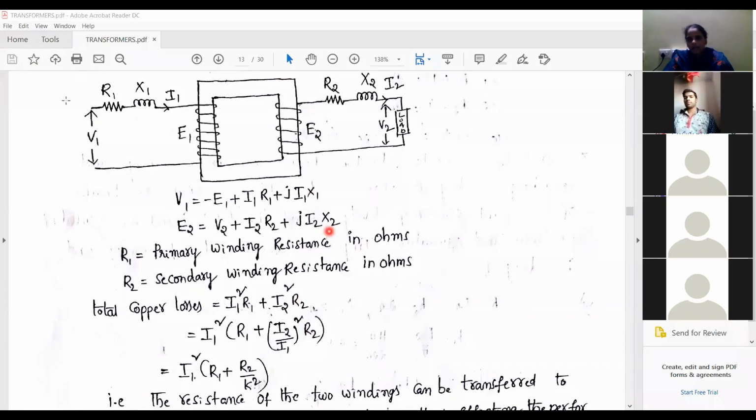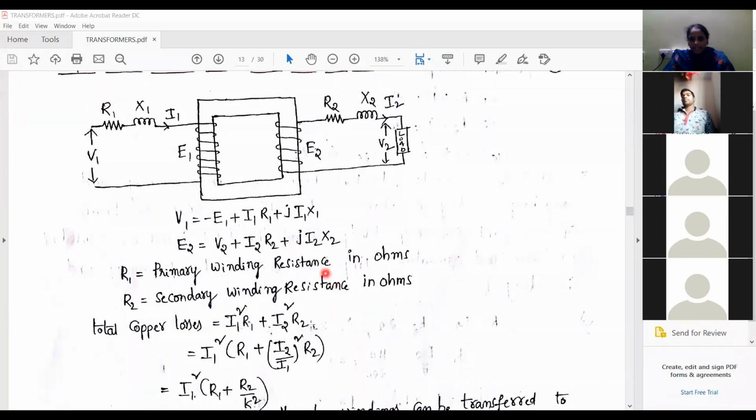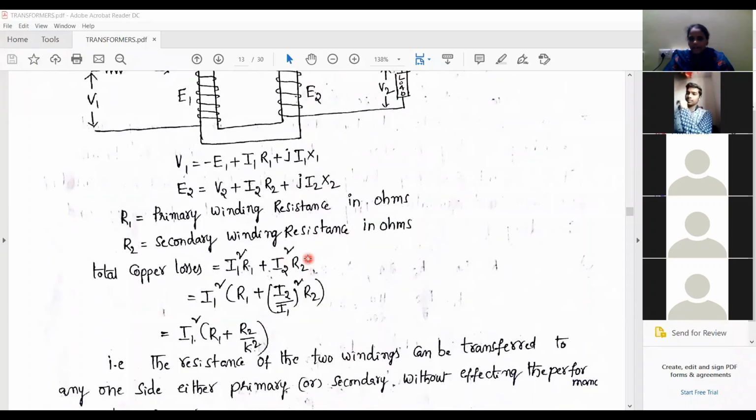What is the copper loss in the primary winding of the transformer? I square into R. Since the current I1 is flowing, I will take it as I1 square, and the resistance connected to the primary winding is R1, so I will take it as R1. Secondary side copper loss is I square into R. Since the secondary current I2 is flowing in the secondary winding of the transformer, I will take it as I2 square, and the resistance R2 is connected to the secondary winding, so I will take it as R2. Is it clear?